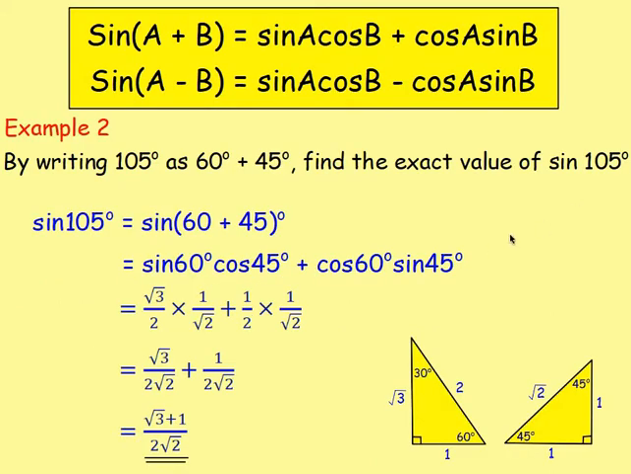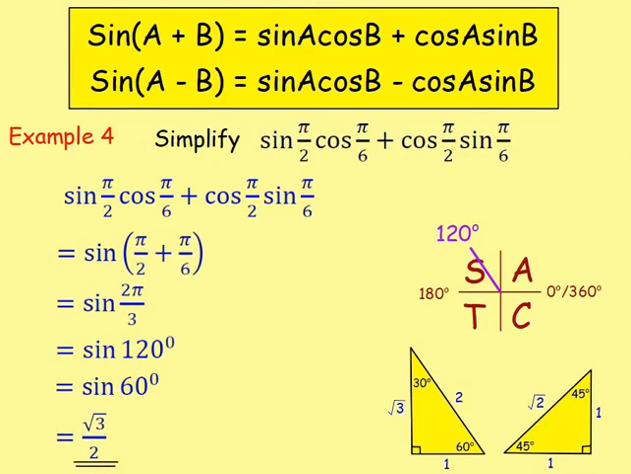We went back the way as well, and we also wrote 105 as 60 plus 45. Expanded that then, so we're writing the 105 as 60 add 45, expand it, and then sub in the values, because we can easily work out sine and cos of 60 and 45. So from that, we would get our answer.